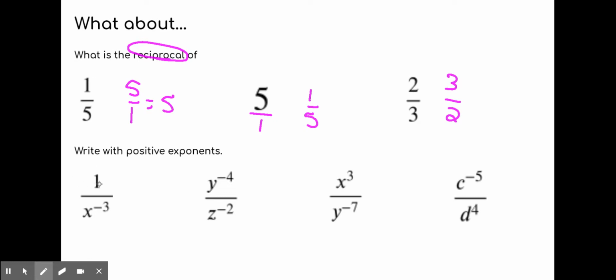So here I have 1 over x to the negative 3. Well, this negative 3, I need to take the reciprocal of that. So it's in the bottom.